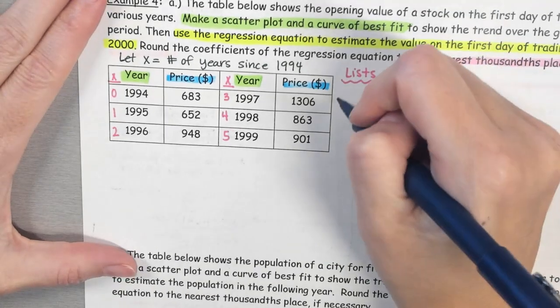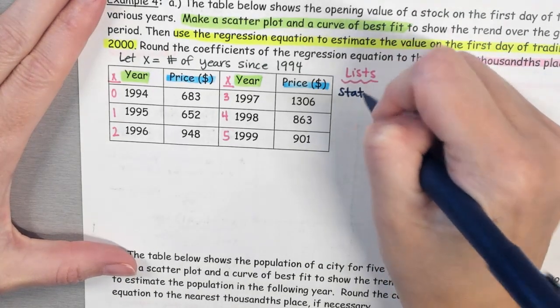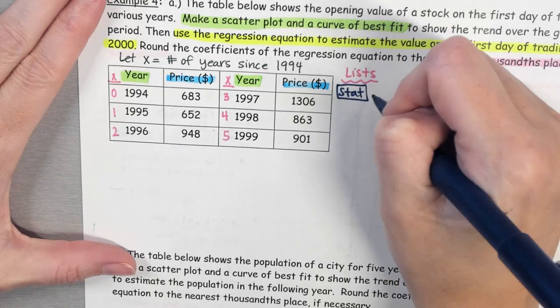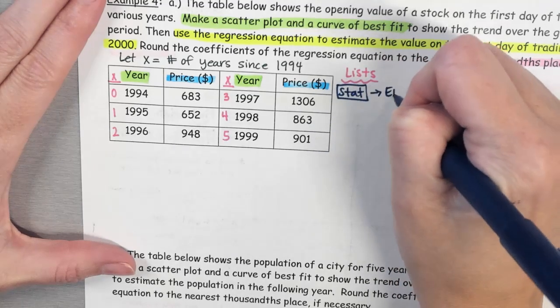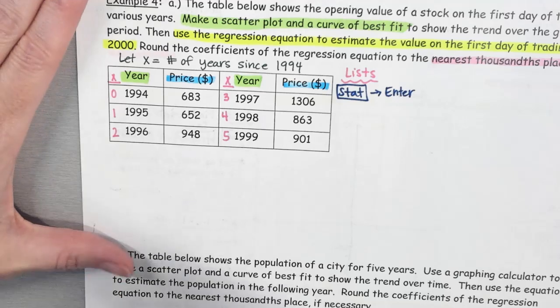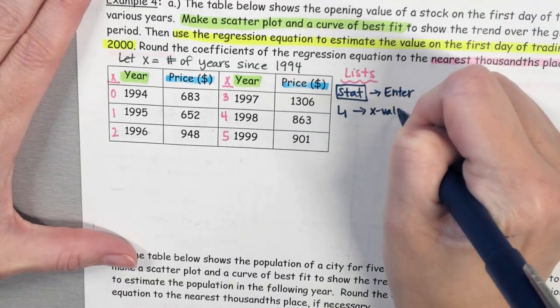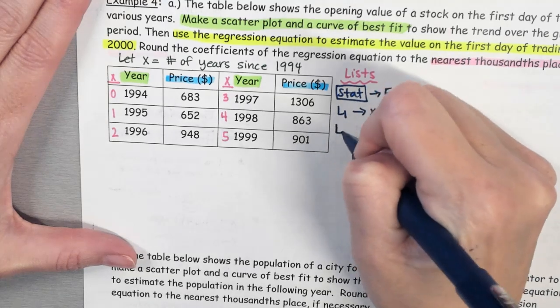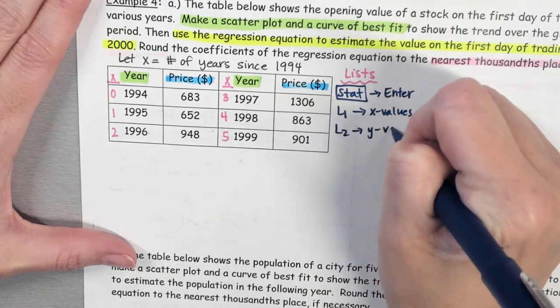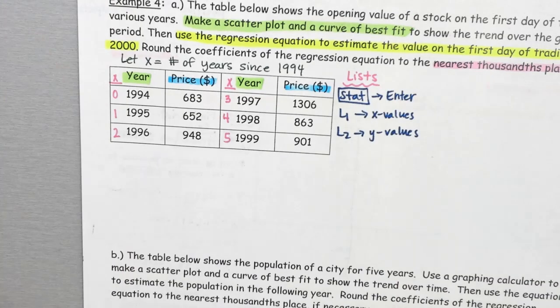Press the stat button. Okay, and then you are going to hit enter. In list 1, you are going to put the X values. In list 2, you are going to put the Y values.